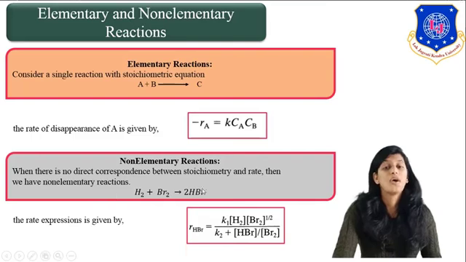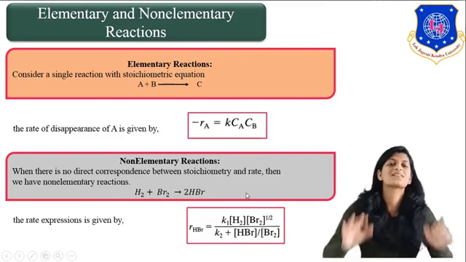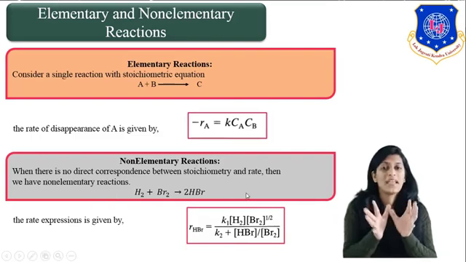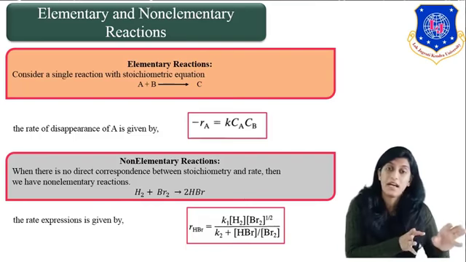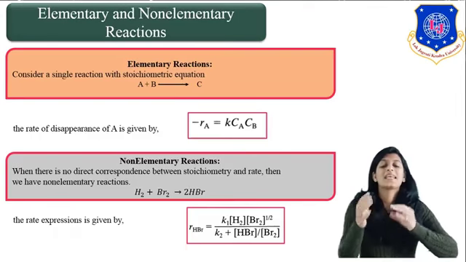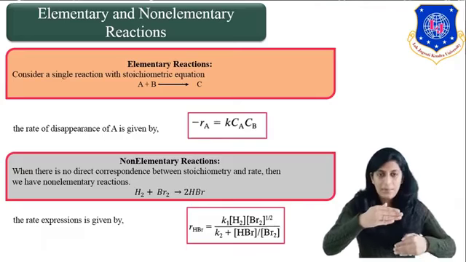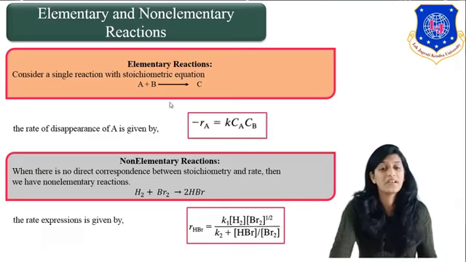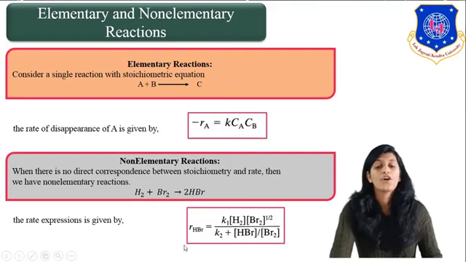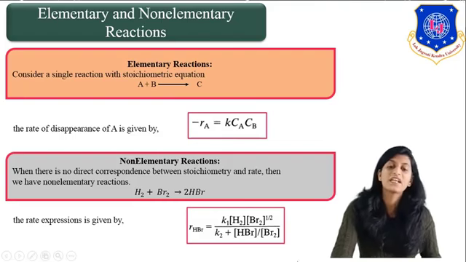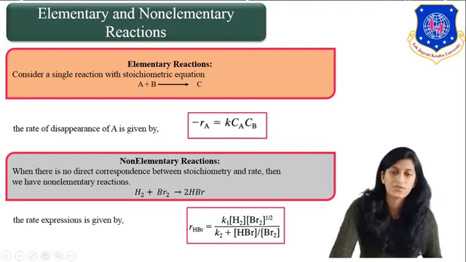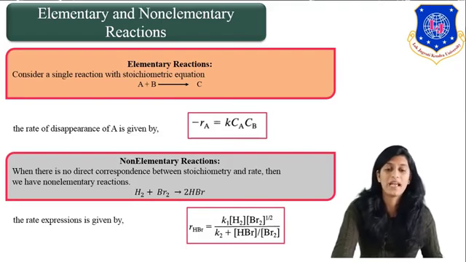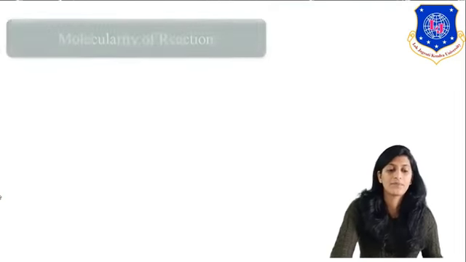Since it is a non-elementary reaction, that means the reaction, that is H2 plus Br2, is taking place in multiple steps, and due to that its rate equation cannot simply be written in this particular form. So it will have a complicated form of rate equation. So this is known as non-elementary reaction.